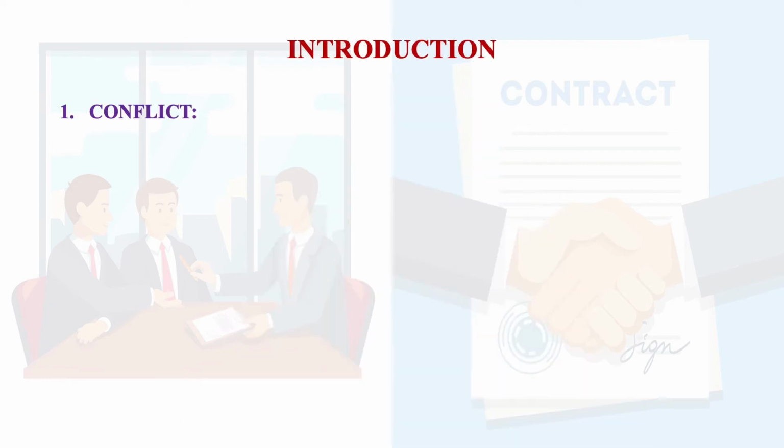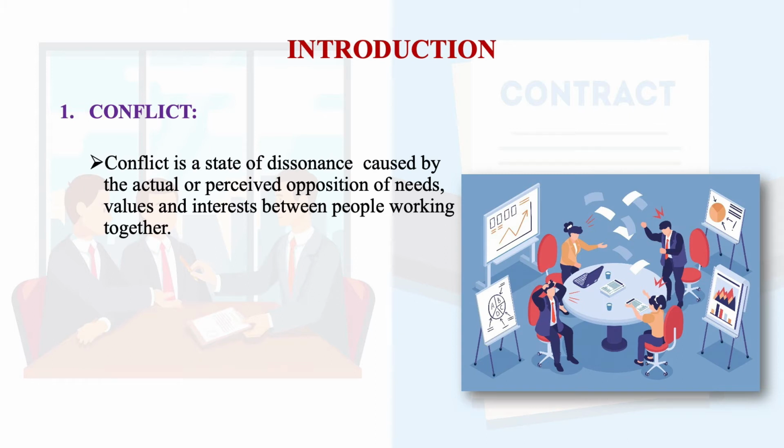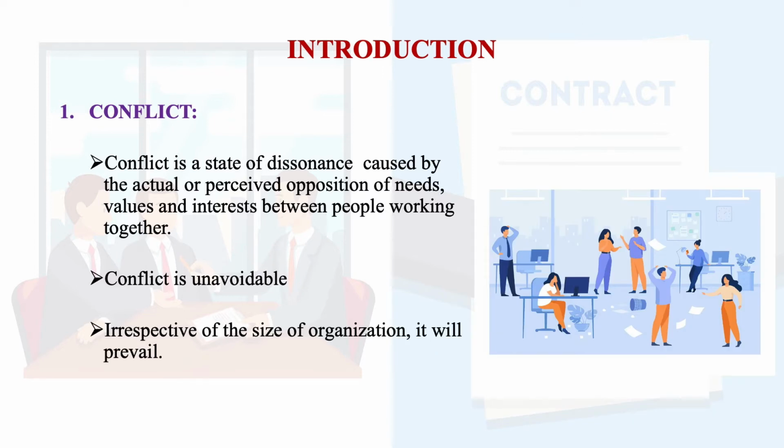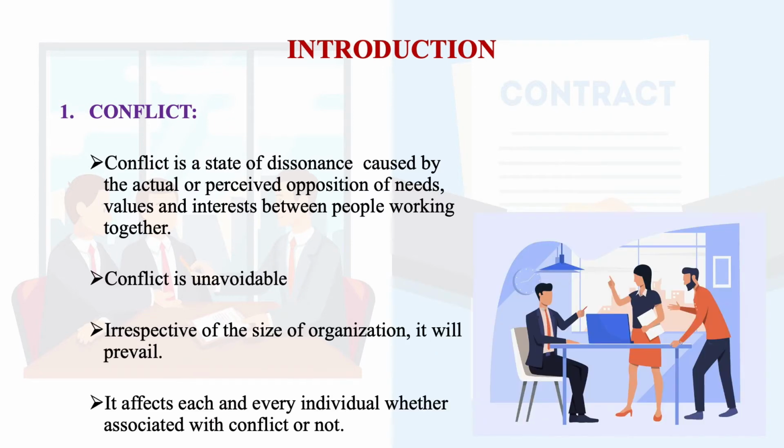Before we start, let us have an introduction about this concept, the term called conflict, which is important to understand before talking about negotiation. Now, conflict is a state of dissonance caused by the actual or perceived opposition of needs, values, and interests between people working together. Let us know conflict is unavoidable. Irrespective of the size of the organization, it is going to prevail. It affects each and every individual, whether associated with conflict or not.